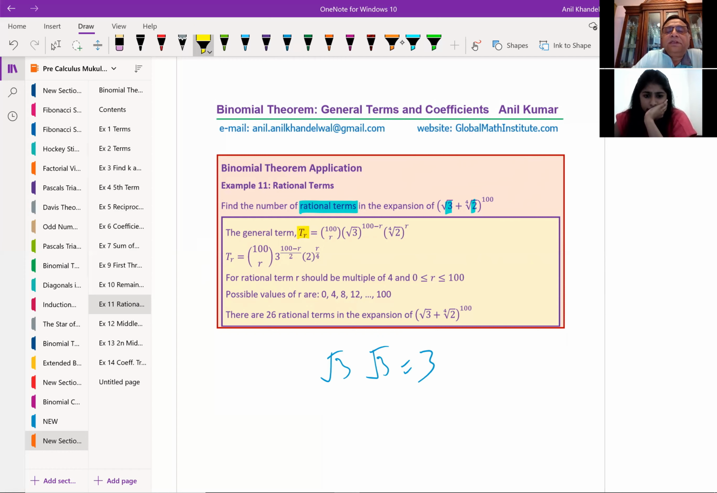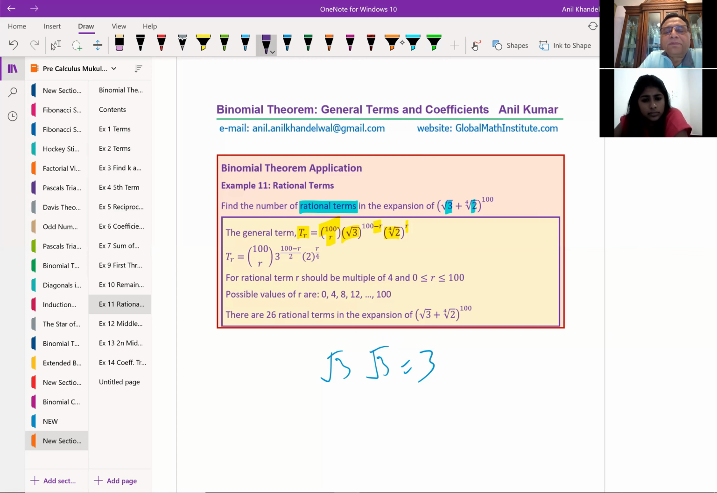And the general term TR will be 100 CR, square root 3 to the power of 100 minus R, and this to the power of R, right? So that is a general term. So let me write this as a general term. Because I've used TR in a different way also, we'll not mix it with the term number, okay? So that's a general formula for our term. So 100 CR and all this.